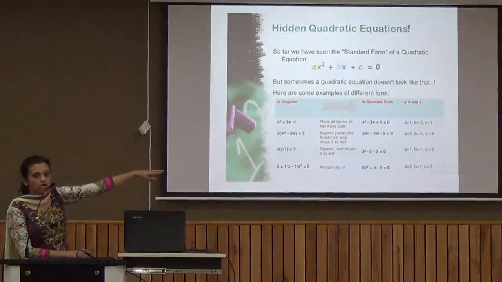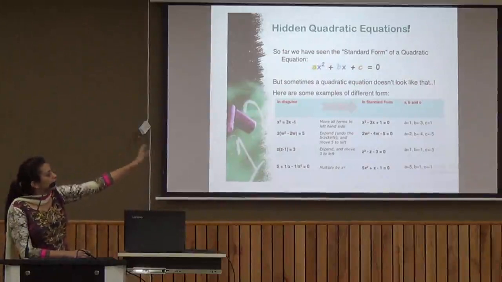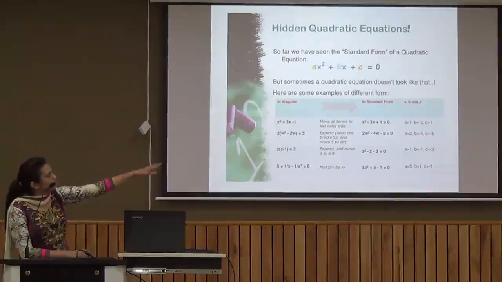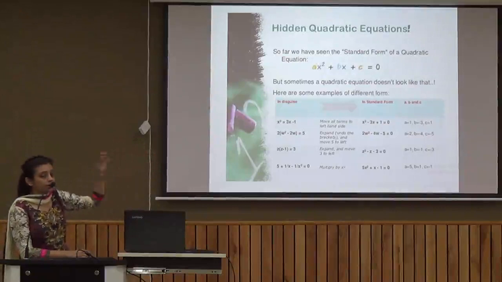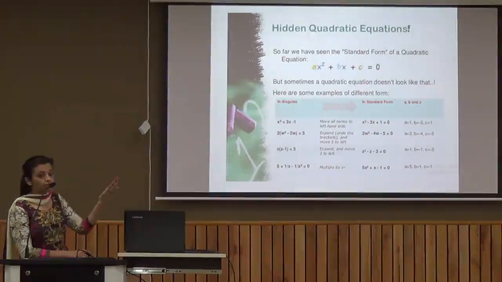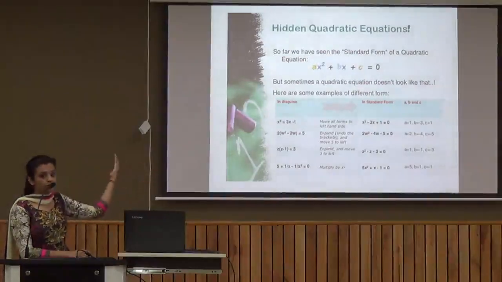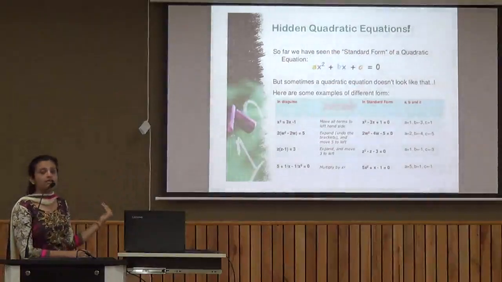Look at the second cell in the third column: 2w square minus 4w minus 5 equal to 0, wherein a is 2, b is minus 4, c is minus 5. Now here also we've shifted 5 from the right-hand side to the left-hand side so that it becomes a standardized form.